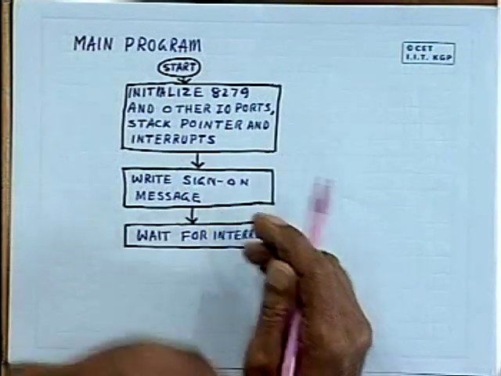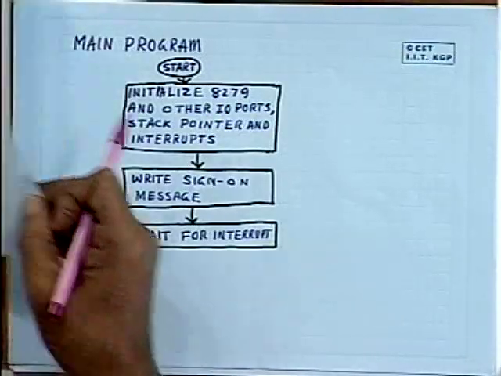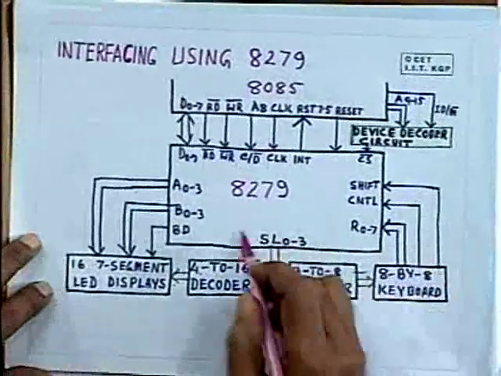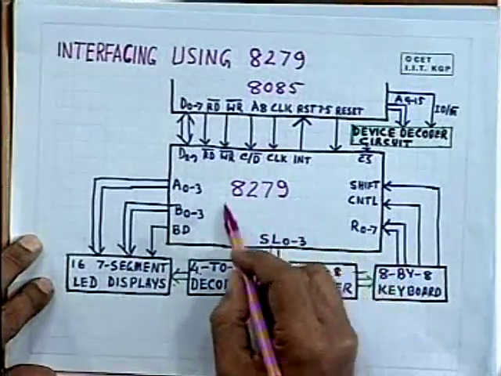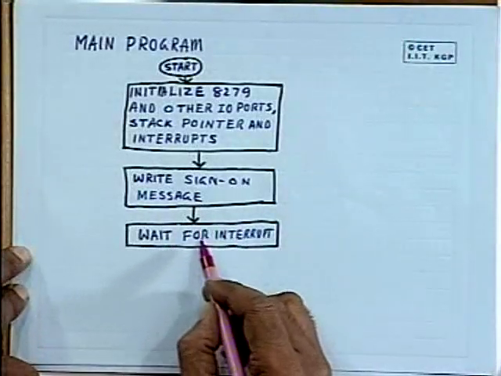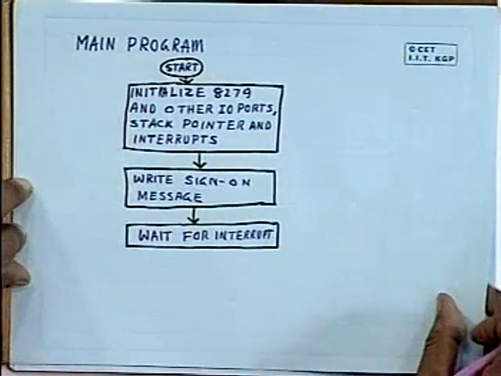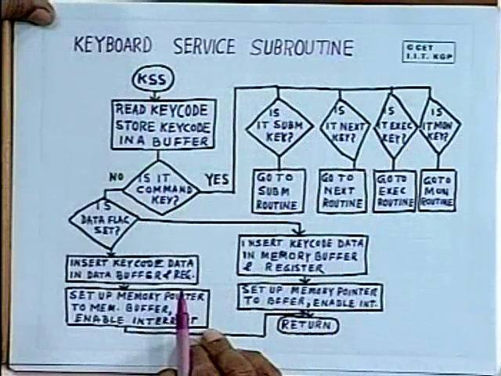For that purpose, you will write some data into the 8279. We have already seen that in this particular device, you have got some registers. You have to write some data to display some message. Then it will wait for an interrupt for depression of any key. And whenever a key depression is done, it will go to the keyboard service subroutine.